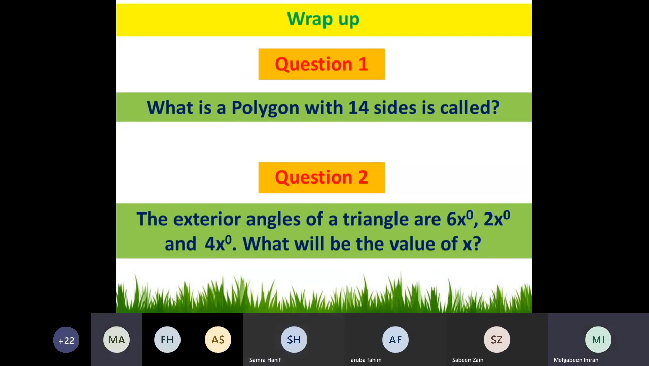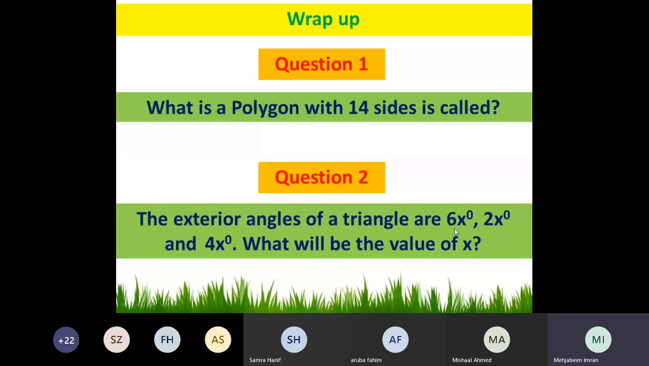6x plus 2x plus 4x equal to 360. Okay, good. Whenever the word exterior angle is there, it means 360 degrees. So 6x plus 2x plus 4x is 360 degrees. 6 plus 2 plus 4 is 12x. So 12 will divide 360 and it will be 30 degrees. So x is 30 degrees.